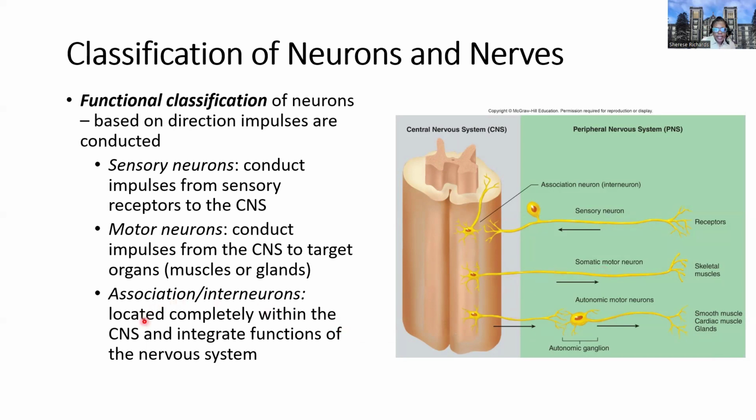And then association neurons, or interneurons, are pretty much connecting the two. If you look at the association neuron, it's going from one area in the spinal cord to another area in the spinal cord, basically bridging the gap. And they can play a part in transmitting both sensory and motor impulses.